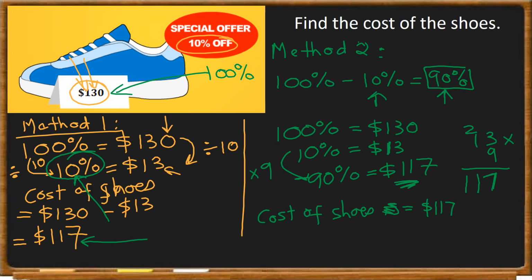Before we move on, I just want to make sure you understand that you found a couple of percentages of an amount. We found 10% of an amount, and we also found 90%. Once you know 10%, you can work out all kinds of amounts. You can work out 20%, 30%, 40%. Let's have a look at one more example, slightly more complicated.